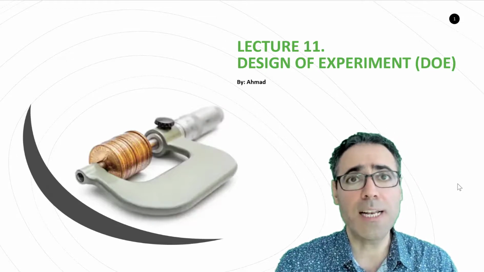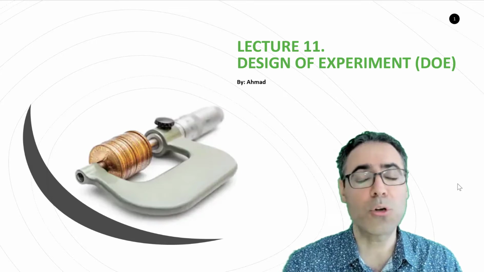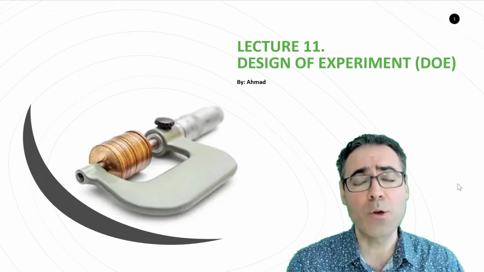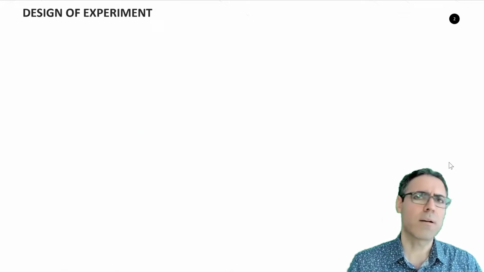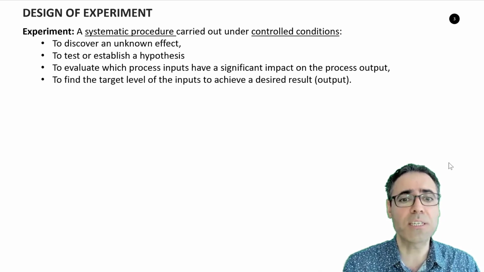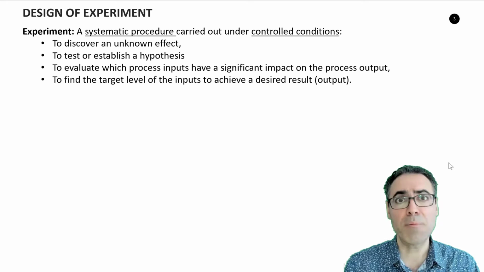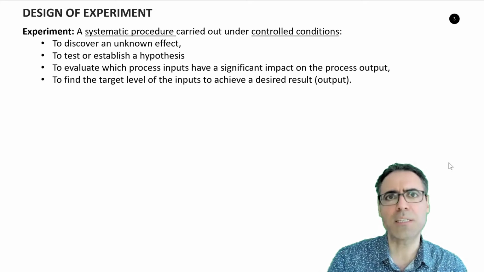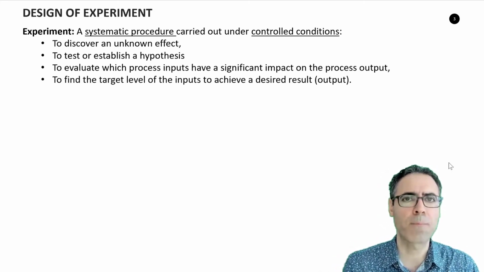Hello everyone. Today's lecture is on design of experiment, or in short DOE, which is an important topic when it comes to knowing how to conduct an experiment. Well, but first, what is an experiment? An experiment is a systematic procedure which we do under some controlled conditions, maybe to discover an unknown effect, or maybe to test a hypothesis, or maybe we are interested in knowing the effect of some inputs on outputs.